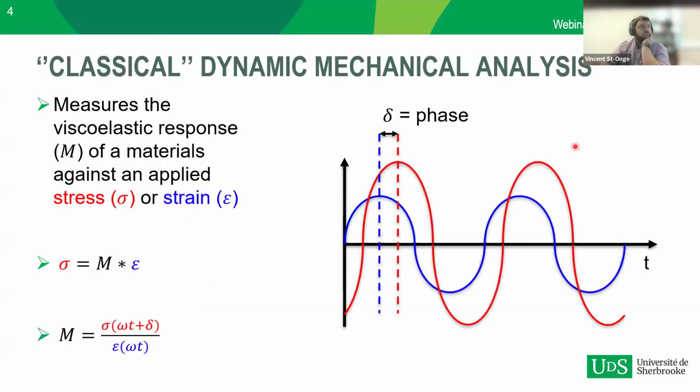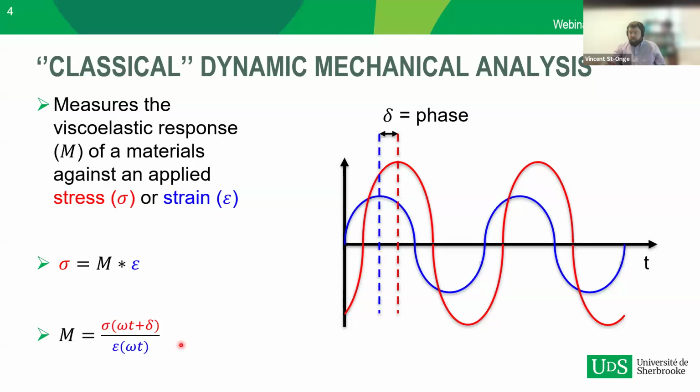When we perform classical DMA analysis, basically what we're trying to measure is the viscoelastic response, which is labeled as M on this slide, of your materials. Basically, we will choose to apply either a stress or a strain and measure the opposite. And what we get is two different sine or cosine waves that have a phase element delta between the two, and they have different amplitudes. From the amplitudes and this phase element, we can get the viscoelastic response.